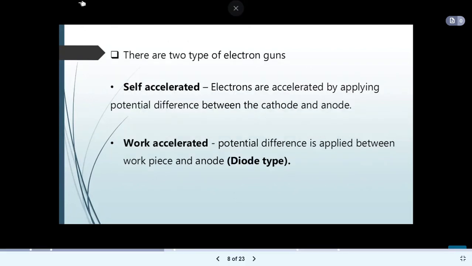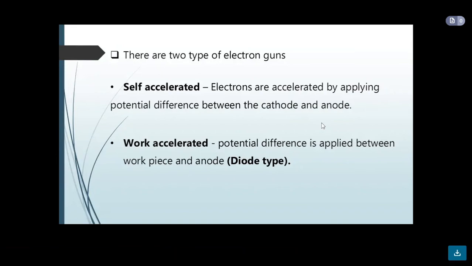There are two types of electron gun. The first one is self-accelerated, and another one is work accelerated. What is meant by self-accelerated? The electrons are accelerated by applying the potential difference between the anode and cathode. As we have discussed, when we apply the potential difference between anode and cathode, then electrons will get accelerated, and it is called self accelerated. And another one is the work accelerated. What is meant by work accelerated? The potential difference is applied between the workpiece and anode. This is called the diode type, or it is called a work accelerated electron gun.